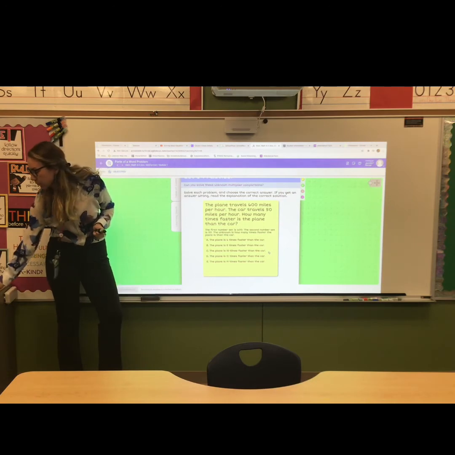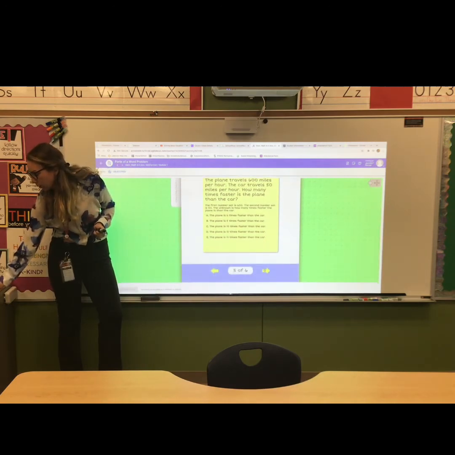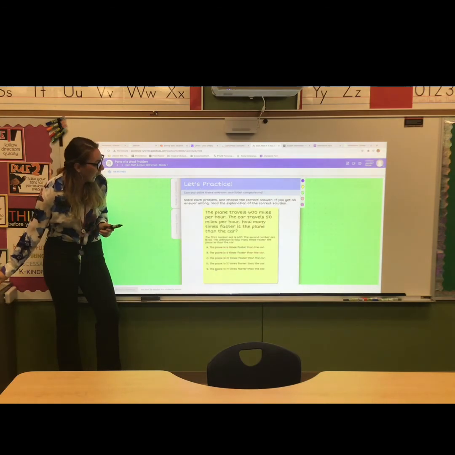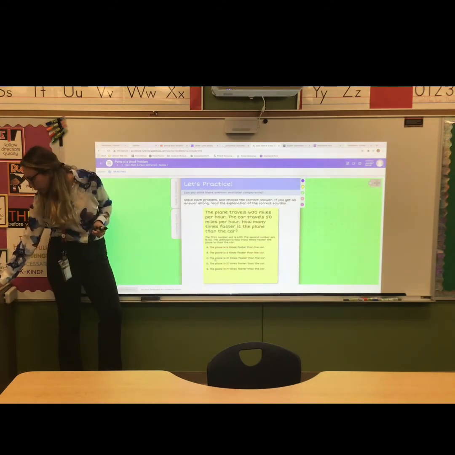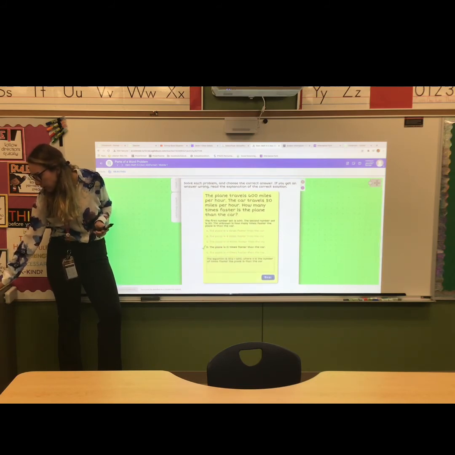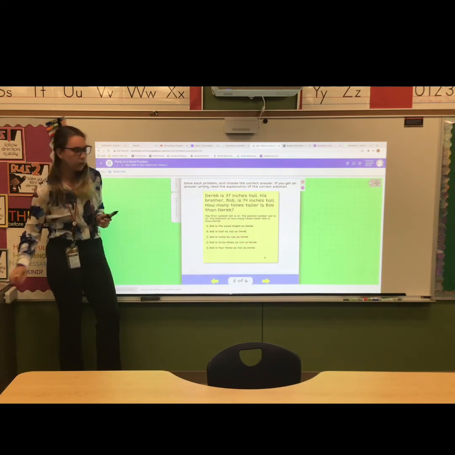Oh, no, I hit the wrong button. I'm sorry. Go back. So 12 was the answer. Let's see if we're right. We can click on it. Yay! The equation is 50 times something equals 600, where the S is the number of times faster the plane is than the car, and 12 is the answer. Let's go to the next question.